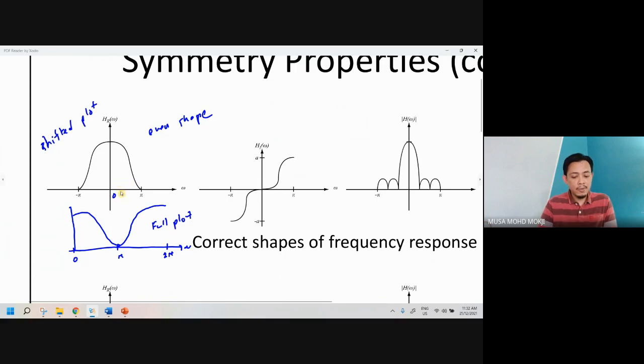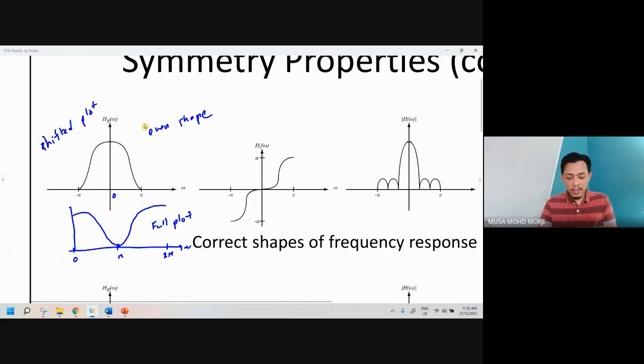All right, so whatever it is, it is enough to observe half of the plot only. That's why we have the third type of plotting, which we call a half plot. A half plot is actually from 0 up to pi only. Okay, we take from 0 up to pi. That will be enough for analysis and observation.